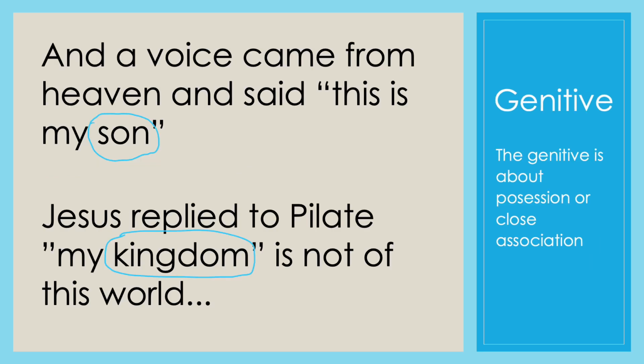The genitive is about possession or a close association of something. Here are some examples. The voice came from heaven and said, "This is my son." This is God speaking, and it's his son, talking about Jesus at the baptism by John. Jesus replied to Pilate, "My kingdom is not of this world." Well, the noun in this case, kingdom, is going to be in the genitive case because it is Jesus who possesses it.